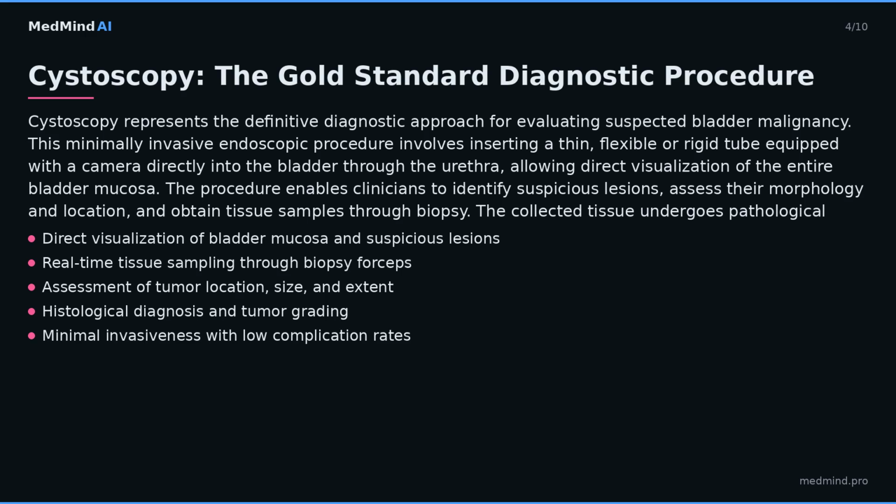The procedure enables clinicians to identify suspicious lesions, assess their morphology and location, and obtain tissue samples through biopsy. The collected tissue undergoes pathological examination to confirm malignancy, determine the histological type, and assess the grade of cellular differentiation. This information proves crucial for determining prognosis and guiding treatment selection. Cystoscopy can be performed in outpatient settings under local anesthesia, making it a practical diagnostic approach with minimal patient morbidity.